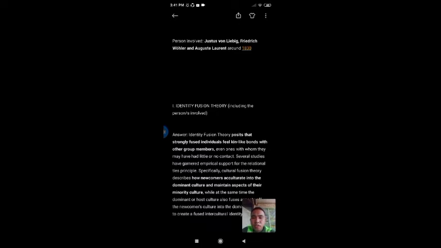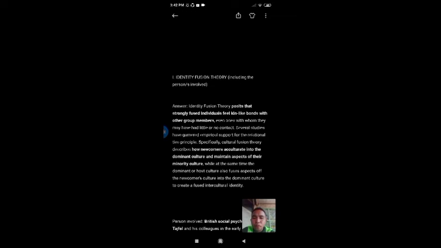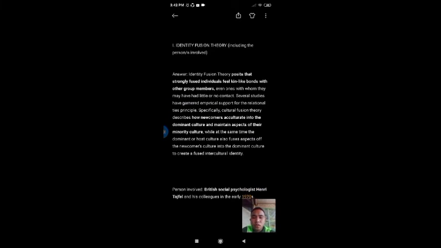Several studies have garnered empirical support for the relational ties principle. Specifically, cultural fusion theory describes how newcomers acclimate into the dominant culture and maintain aspects of the minority culture, while at the same time the dominant or host culture also adopts aspects of the newcomers' culture to create a fused intercultural identity. The person involved with this one is British social psychologist Henri Tajfel and his colleagues in the early 1970s.